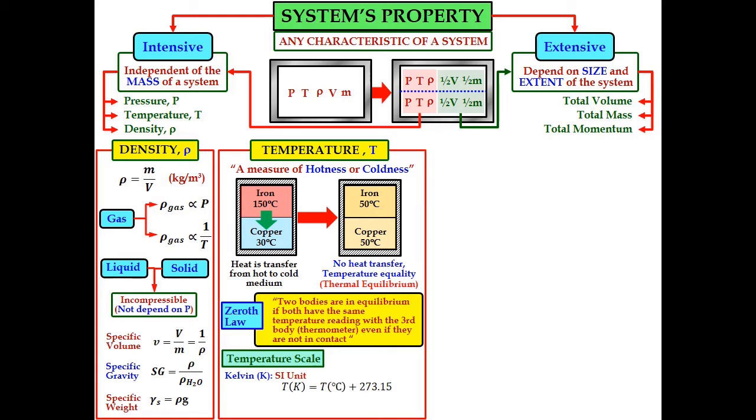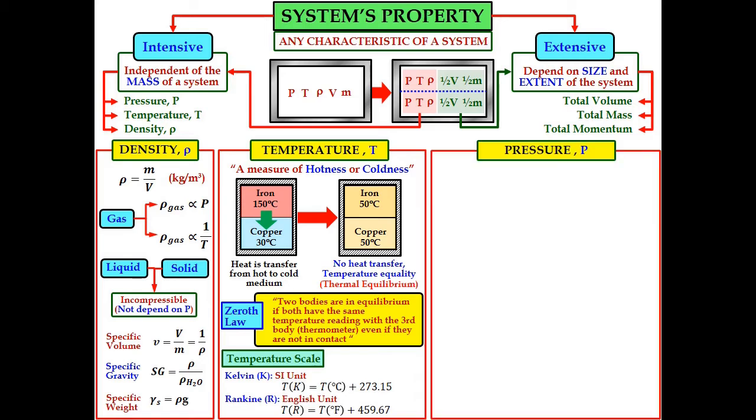In terms of temperature scale, for the SI unit we use Kelvin. The formula is temperature in Kelvin equals temperature in Celsius plus 273.15. We can use this equation to convert temperature between Kelvin and degrees Celsius, or vice versa. For the English unit, we use Rankine, where temperature in Rankine equals temperature in Fahrenheit plus 459.67. This is the formula for conversion between Rankine and degrees Fahrenheit. Okay, so that's for the temperature.